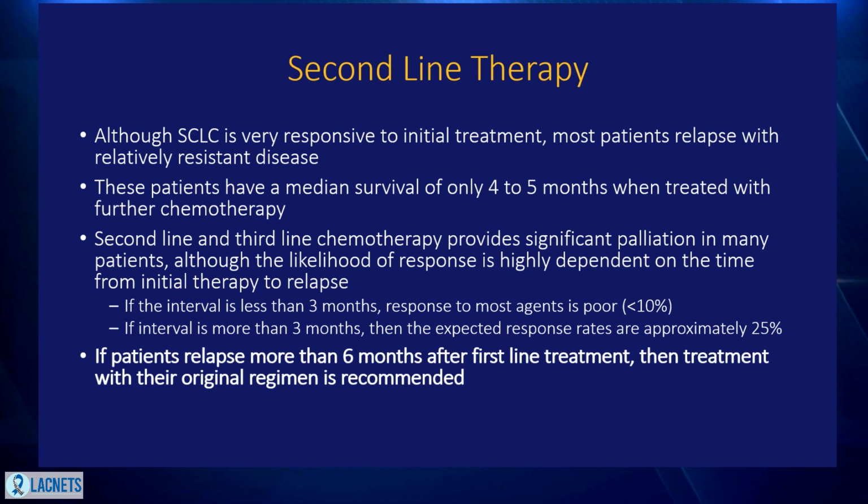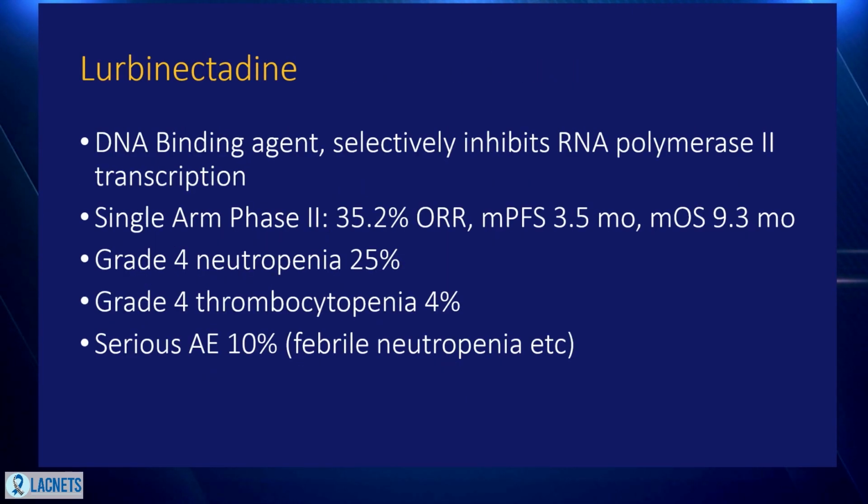Especially if they're platinum refractory. That means if the cancer came back within 3 months of finishing the frontline platinum-based chemotherapy. So it becomes a very difficult disease to treat.